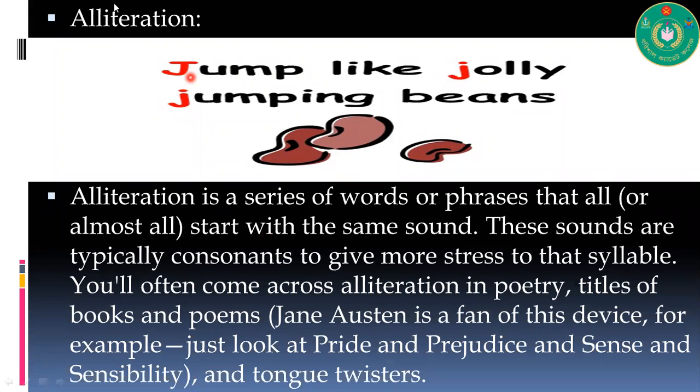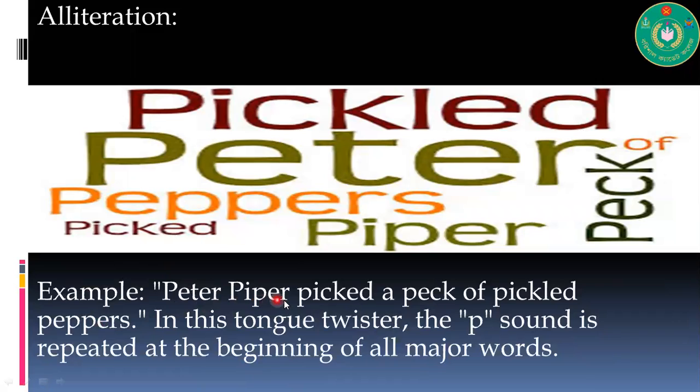Alliteration, another literary term, is a series of words or phrases that all start with the same sound. These sounds are typically consonants to give more stress to the syllable. You will often come across alliteration in poetry, titles of books, and poems. Jane Austen is a fan of this device. For example, just look at Pride and Prejudice and Sense and Sensibility, and tongue twisters. So alliteration is basically a repetition of the same sound. Example: Peter Piper picked a peck of pickled peppers. In this tongue twister, the p sound is repeated at the beginning of all major words. So this is alliteration.